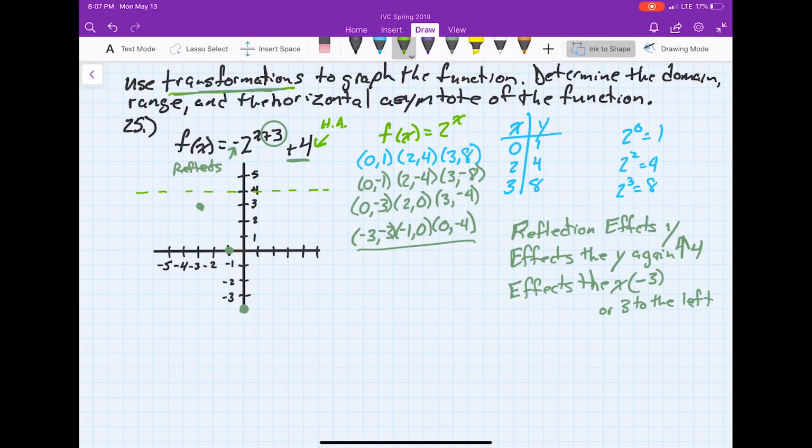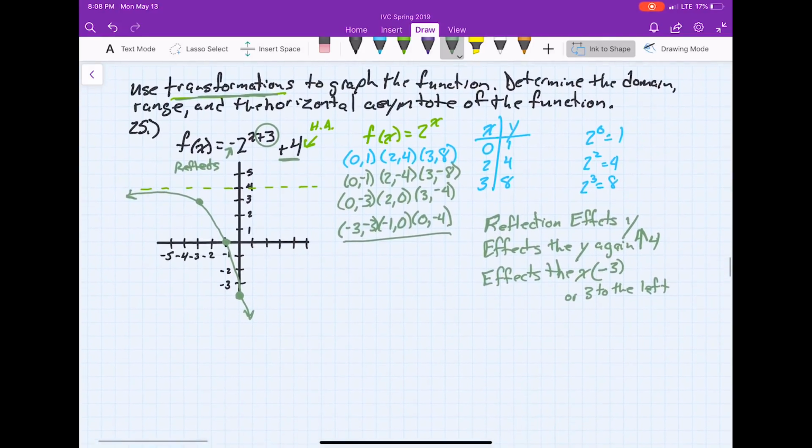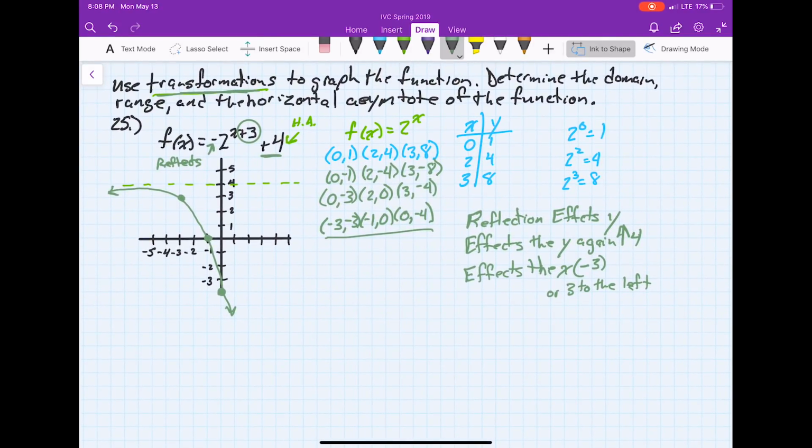Besides, you need to know where this line kind of hugs along, because it's going to hug along just like so and go through all these points. And there's your line. But wait, there's more. Oops, sorry about that. This problem asks you to determine the domain, range, and the horizontal asymptote of the function.